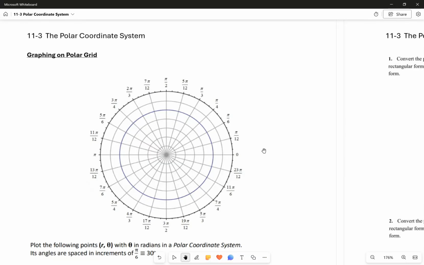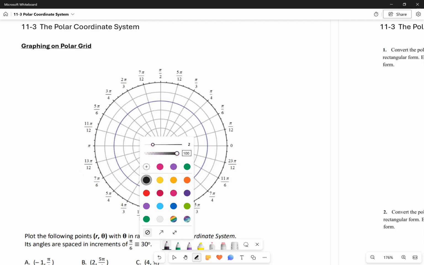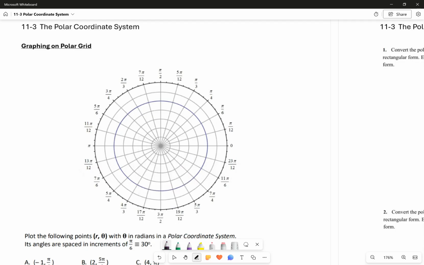11.3, we are going to work in the polar coordinate system now. We are going to start first on learning how to graph on a polar grid. All along, up until now, you have been graphing on a rectangular plane or a Cartesian plane. So you would have an x and y axis. Let me draw this right here, for example.